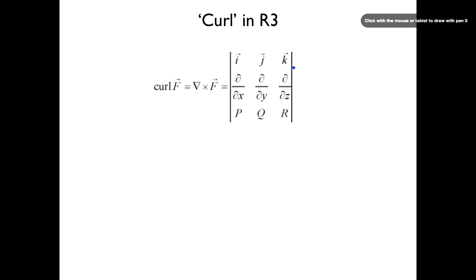So look, we're going to go what? Down to the right and add, down to the left and subtract. So when you go down to the right and add, you get the partial of q with respect to x minus the partial of p with respect to y. There it is. You see?